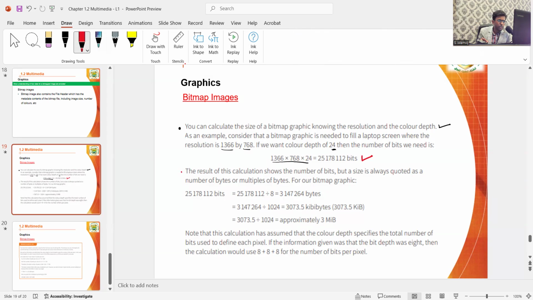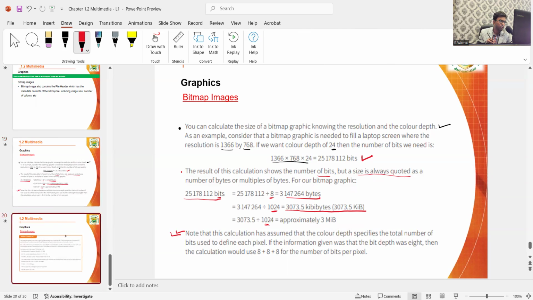The result of the calculation shows the number of bits, but a size is always quoted as a number of bytes. So if the answer is in bits and I want to convert it into bytes, I divide by 8. For converting into kilobytes, I use 1024. This is the answer in kilobytes. And if I want to convert that into megabytes, I divide again. Note that this calculation has assumed that the color depth specifies the total number of bits used to define each pixel. This is it for this area. I hope it's clear to you.